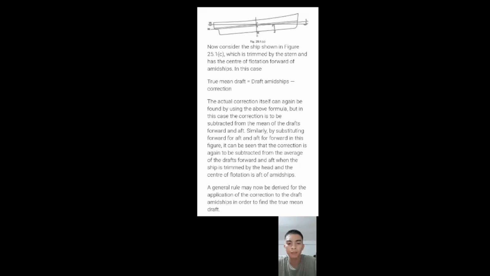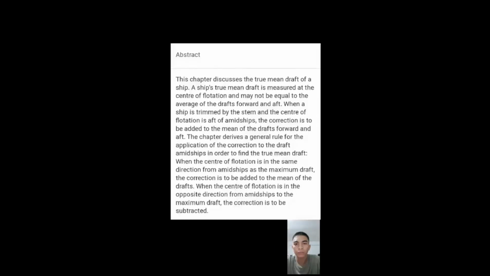Similarly, by substituting forward for aft and aft for forward in this figure, it can be seen that the correction is again to be subtracted from the average of the drafts forward and aft when the ship is trimmed by the head and the center of flotation is aft of amidships. A general rule may now be derived for the application of the correction to the draft amidships in order to find the true mean draft.